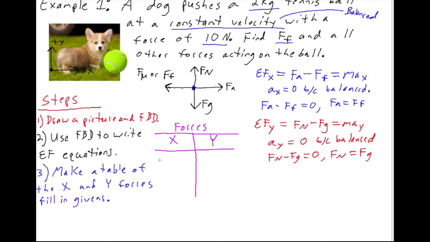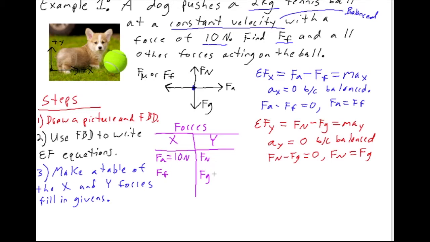So in the x direction, the two forces that we have are force applied and force friction. In the y direction, we have force normal and force gravity. It tells us in the problem that we're applying a force of 10 newtons, so we know that force applied in the x direction is just 10 newtons.